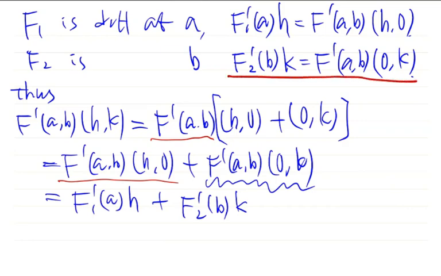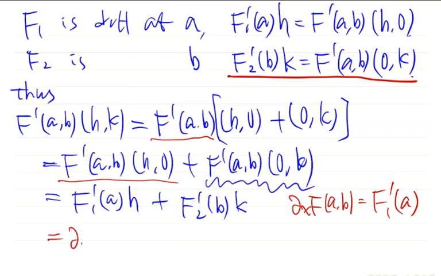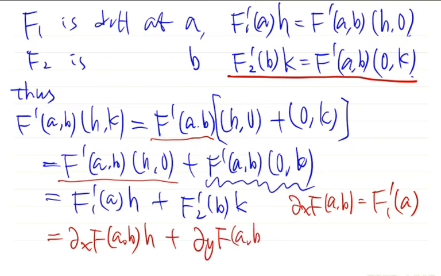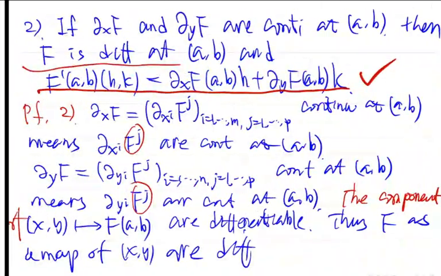Okay. So now by the definition of the partial derivative, we know that the partial derivative of capital F with respect to x at the point AB is precisely the derivative of f1 at the point A. So this is the partial derivative acting on h plus the partial derivative with respect to y also at the point AB acting on k. So this proves our equality in the statement in the first part of our proposition.